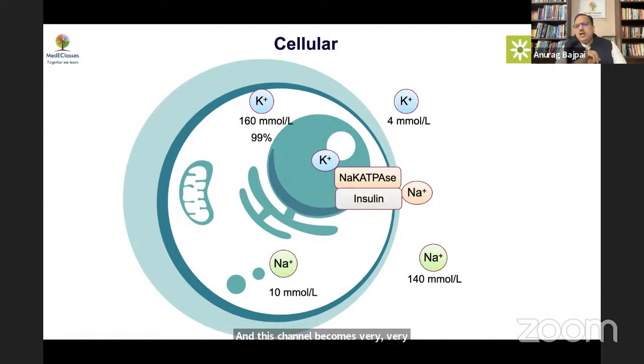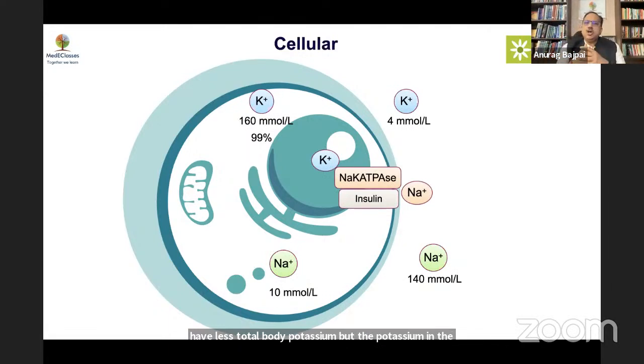An important regulator of this channel, of course, is insulin. And if you have insulin deficiency states like diabetic ketoacidosis, your potassium will basically be coming out, and you will have less total body potassium, but the potassium in the plasma may be more because of this insulin deficiency.